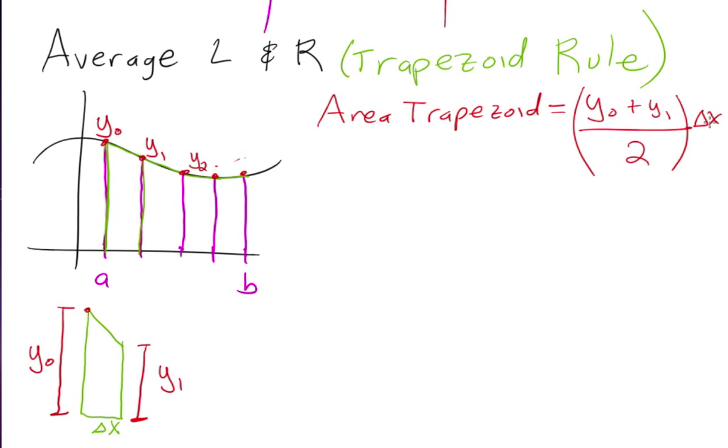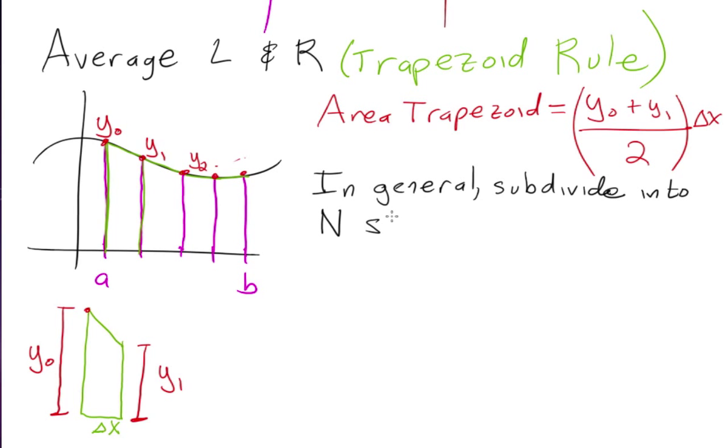Okay, so let's derive the formula in general. So let's take a look here. In general, let's subdivide into n steps. Okay, so like in this example, how many steps do we have? 1, 2, 3, 4. 4, right? 4 subintervals. So we have how many trapezoids? 4 trapezoids. Okay, so let's write this down.